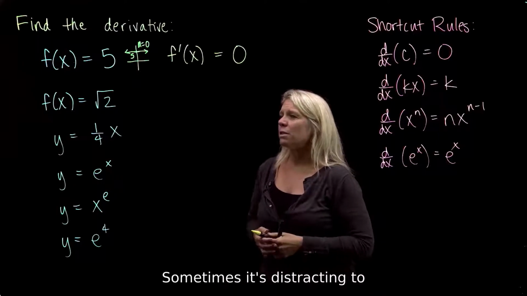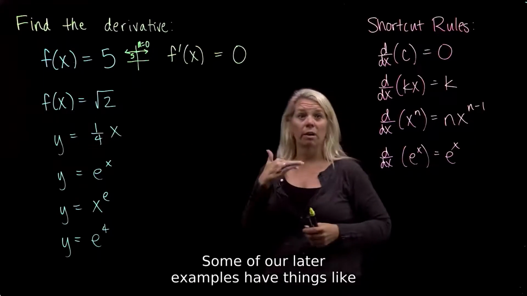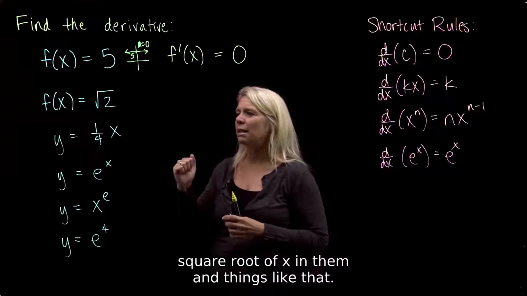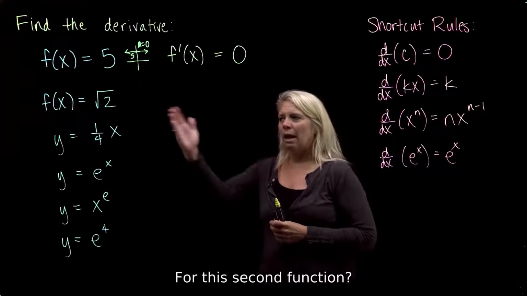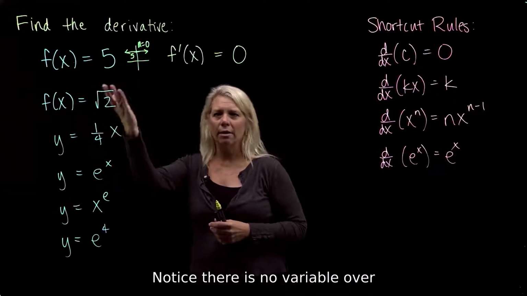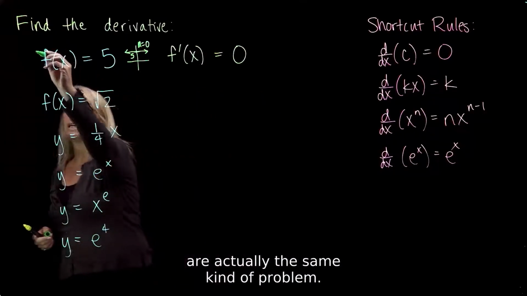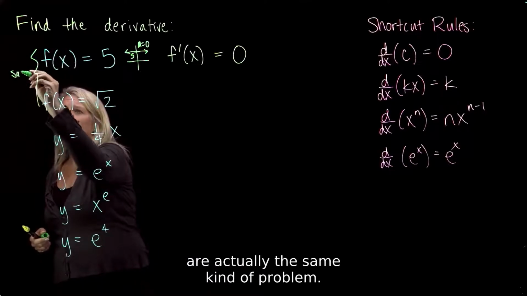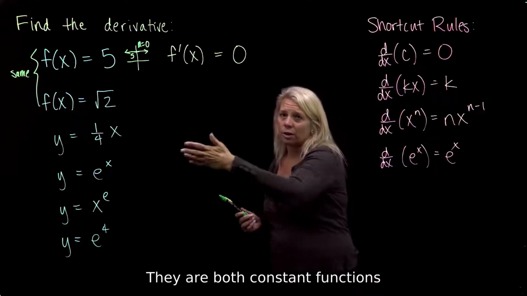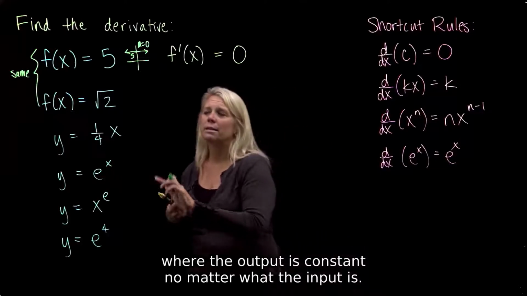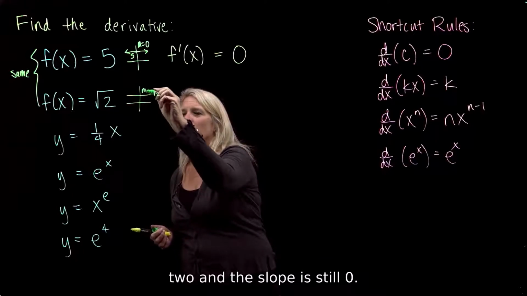All right, this next one sometimes is distracting to students because there's a square root there. And so sometimes they start thinking about things with square roots. Some of our later examples have things like square root of x in them. But the other thing I want you to pay attention to here is, where is the variable? And for this second function, notice there is no variable over here. That is just a constant function. So really, these first 2 examples are actually the same kind of problem. They're not the exact same problem, but they are the same kind of problem. They are both constant functions where the output is constant no matter what the input is. It's just a different constant for this one. So for this one, the output is square root of 2, and the slope is still 0.